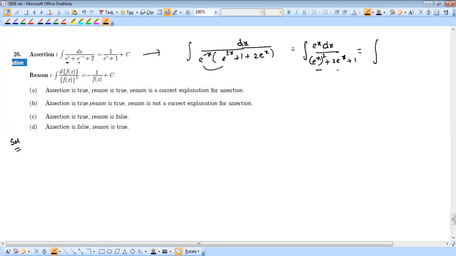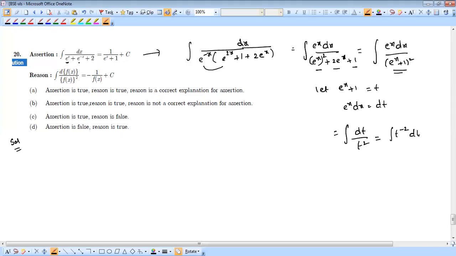See, the denominator is looking like a square plus 2ab plus b square. So e power x dx by e power x plus 1 whole square. So now I'm going to do substitution. E power x plus 1 is t. Differentiating on both sides with respect to x, I'll get e power x dx is equal to dt. So the numerator becomes dt by t squared. So now if you do the integration for this, it becomes t power minus 2 dt.